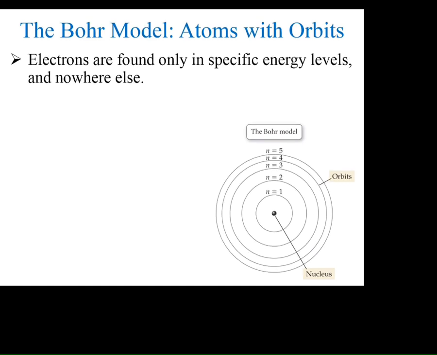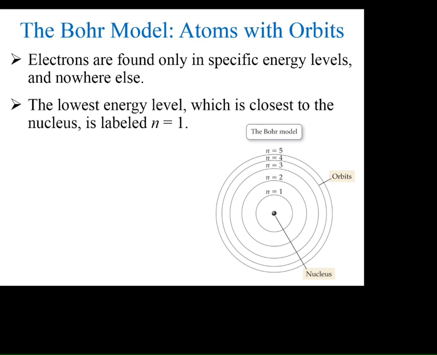So these different little orbitals are called energy levels. That first orbital is also called the first energy level, or n equals 1. The second orbital is called the second energy level, or n equals 2. The one that's closest is the lowest energy. As they go farther away, they're going to have higher energy. So let's think about why that is for a second. Why do the ones that are farther away have higher energy compared to the ones that are closer?